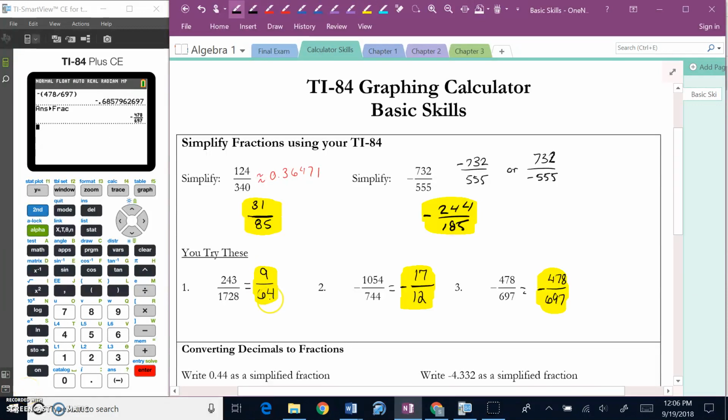Hopefully we got 9 over 64. Negative 17 over 12, and then the third one was an interesting case because that's actually a simplified fraction already. So in your calculator, that'll just basically tell you it's a simplified fraction by giving you back the fraction itself.